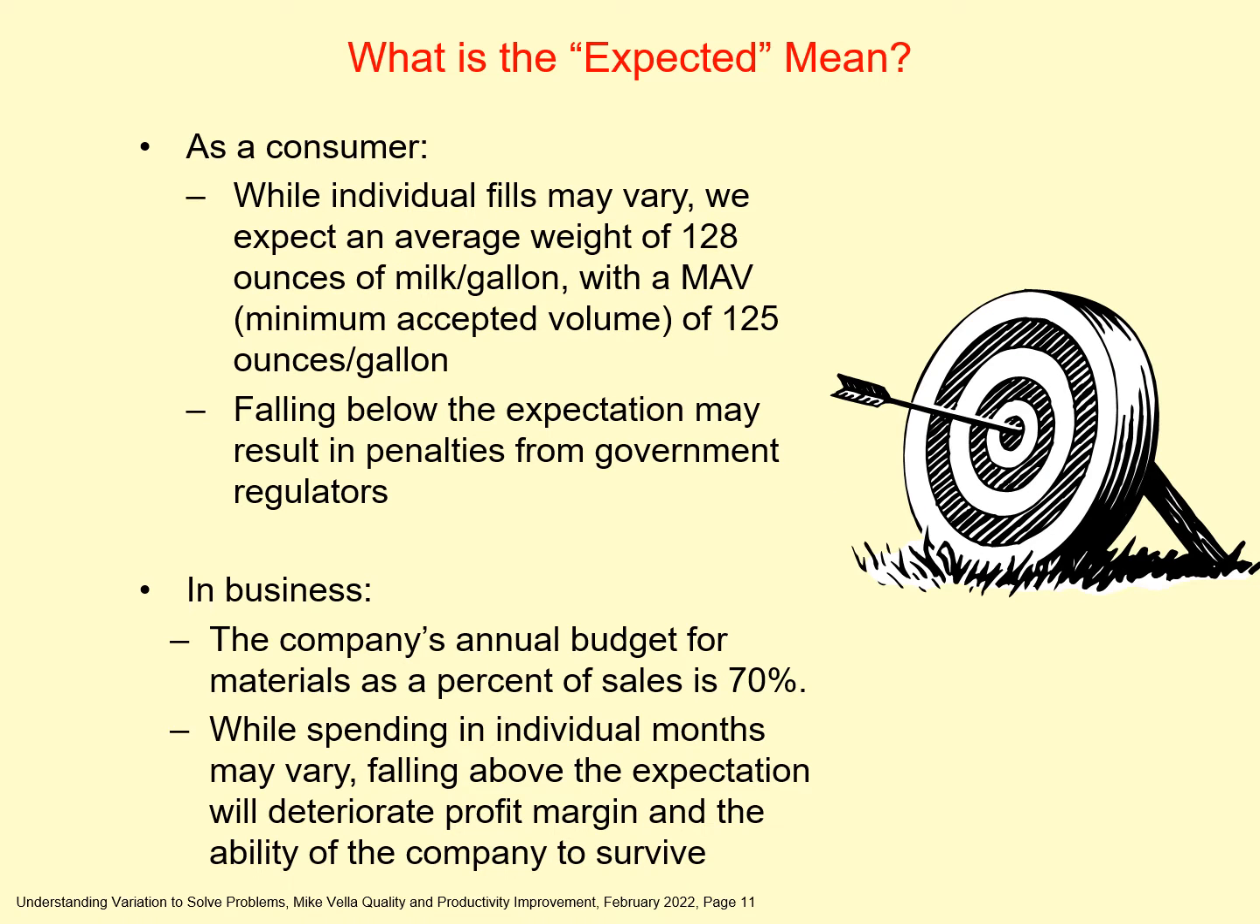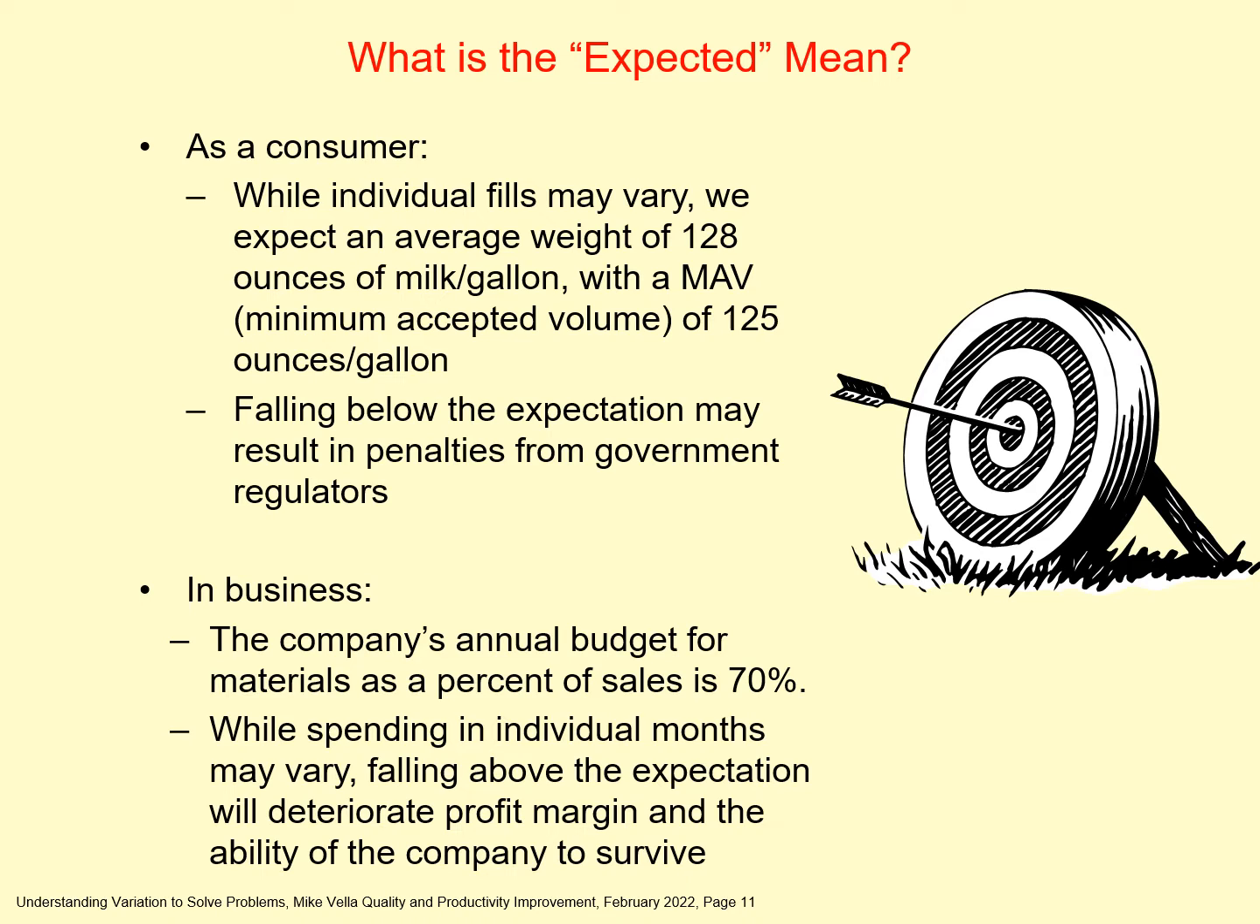So what is the expected mean? Well, think about yourself as a consumer. You've gone to the grocery store and you go into the cooler and you buy your gallon of milk. While individual fills may vary, on average, we would expect that weight of that fill of that gallon to be 128 ounces. With a MAV, that's a minimum accepted volume, of 125 ounces. You know, something can't be perfect.